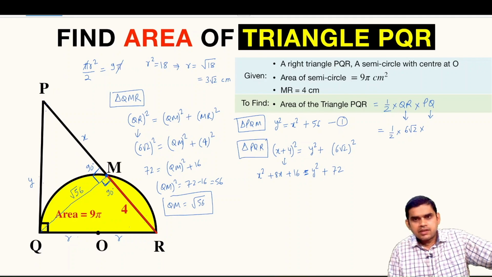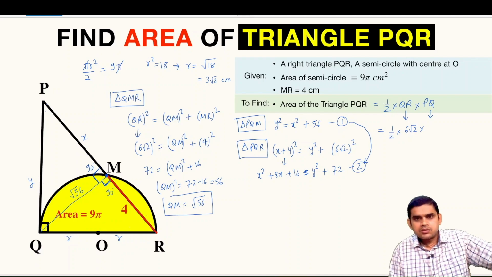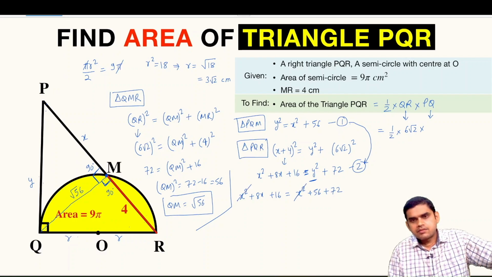This is equation 2. Now we can substitute the value of y square from equation 1 into equation 2. So we will get x square plus 8x plus 16 is equal to, in place of y square, this will be x square plus 56 plus 72. Now x square will get cancelled from both sides. So we will be left with 8x is equal to 56 plus 72 minus 16.